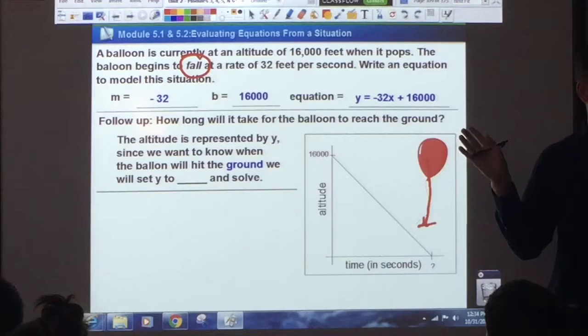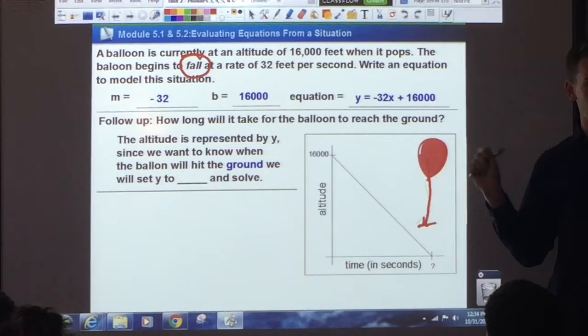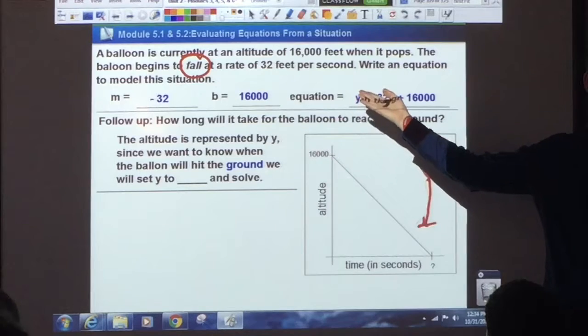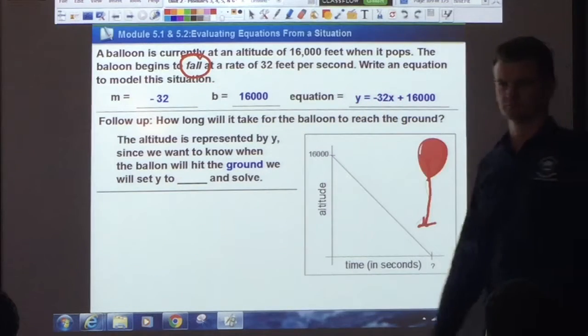Guaranteed you're going to see something like this at some point, somewhere. You have to look for those key words. What is math? This isn't even math. This is reading. Reading. I don't like reading. See, I'm so good at reading.